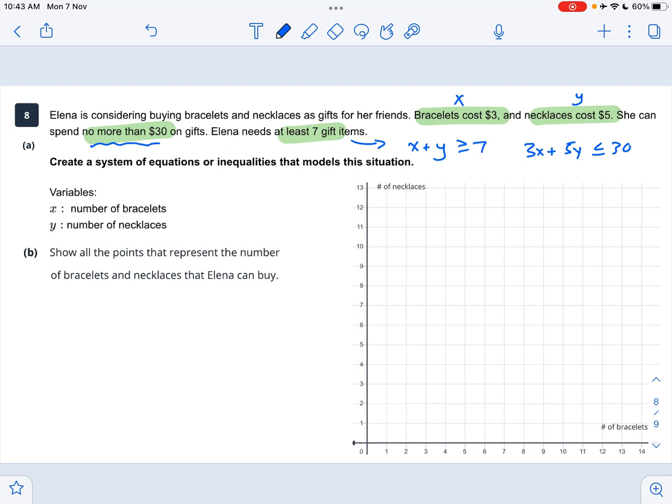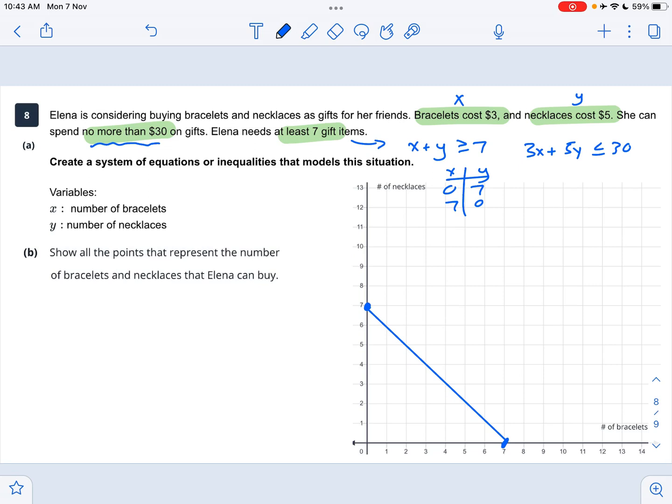So the first one, X plus Y is greater than or equal to 7. Do my favorite little find the intercepts. When X is 0, Y is 7. When Y is 0, X is 7. So (0, 7) and (7, 0). And this is greater than or equal to, so I'm going to do a solid line.